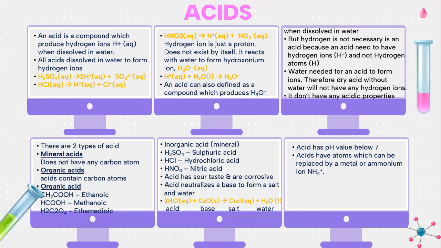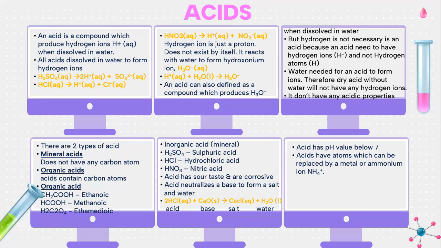Examples of organic acids are CH3COOH, ethanoic acid, HCOOH, methanoic acid, and H2C2O4, ethanedioic acid. Examples of inorganic acids are as listed below: H2SO4, sulfuric acid, HCl, hydrochloric acid, and HNO3, nitric acid.